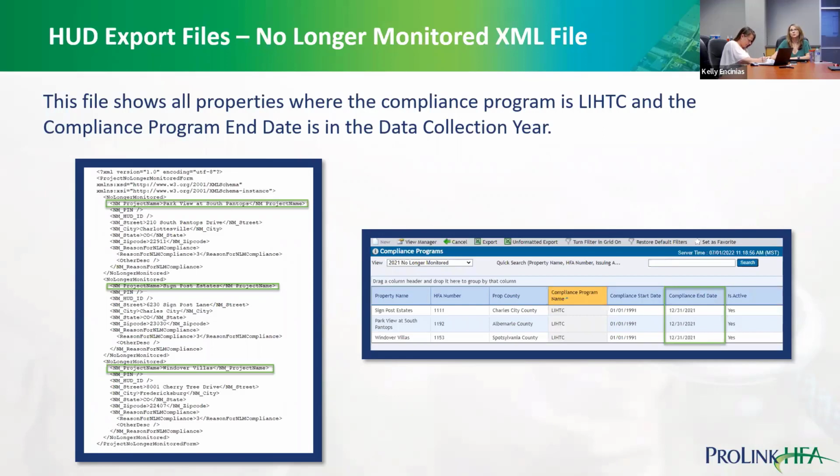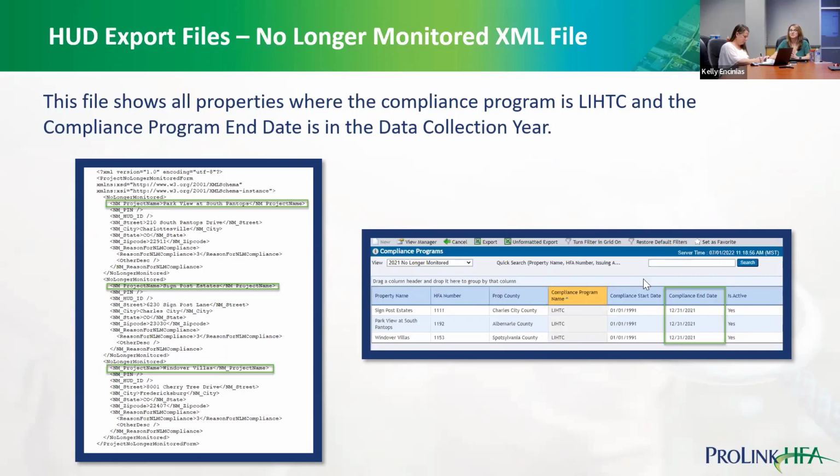So then you have your no longer monitored file, and this is specifically based on the compliance programs that you have set up at the property level for LIHTC. If you have a compliance end date on any of these programs that occurs in the data collection year, whether it's January 1st or December 31st, those are what should pull into this particular file. And I've shown the data view where I pulled in the information.